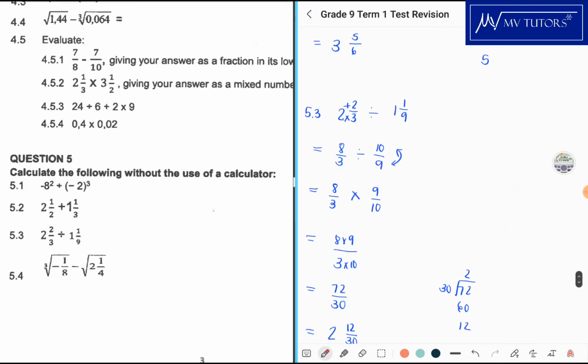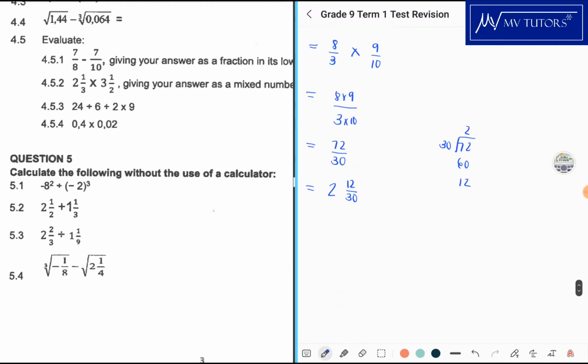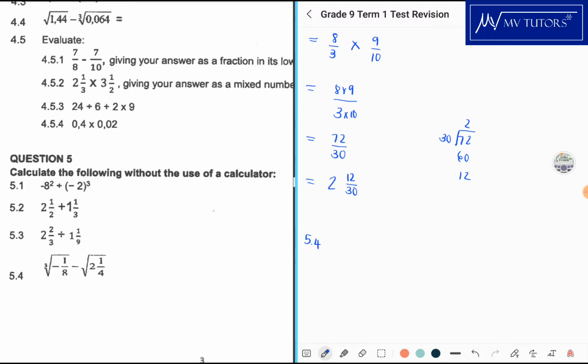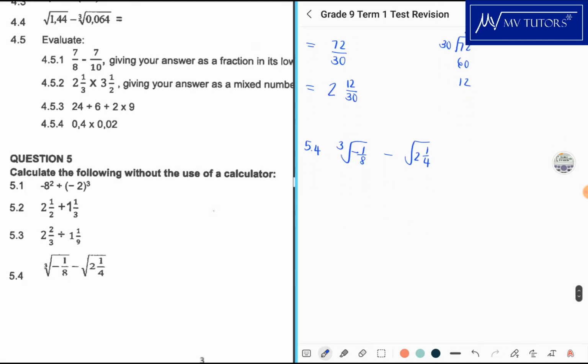All right, and then the last question that we're doing, which is 5.4. We have the cubed root of negative 1 over 8 minus 2 and a quarter, the square root of 2 and a quarter. So the cubed root of negative 1 over 8 will be negative 1 over 2, okay? Because we have negative 1 over 2 times negative 1 over 2, which gives us positive 1 over 4, multiplied by negative 1 over 2, which gives us negative 1 over 8. So that's cool. We have the cubed root then.